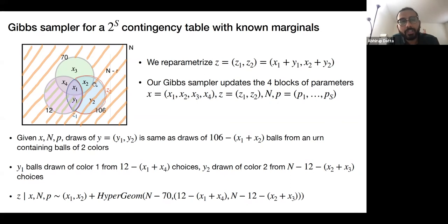Okay, and we are drawing those many balls. Y1 can only come from the green shaded area. Y2 can only come from the orange shaded area. And so this again follows a hypergeometric distribution, and you can do the conditional update of Y1, Y2 given X, N and P, and hence the conditional update of Z given X, N and P.